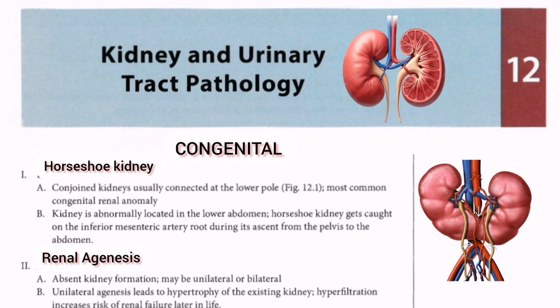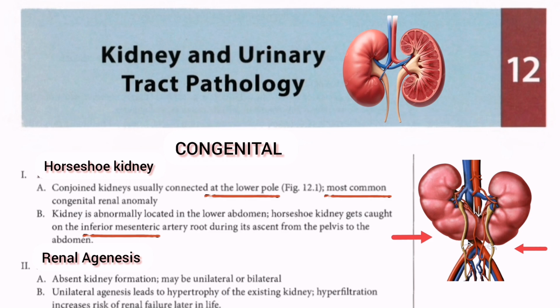Horseshoe kidney actually means the conjoined kidneys, usually connected at the lower pole. Most common congenital renal anomaly. So first we will understand the normal physiology, and then we will understand the pathology, that is, what is the actual problem with the kidney in this case. Normally the kidney forms in the pelvis and ascends into the abdomen later. But in the horseshoe kidney, the inferior mesenteric artery does not allow the conjoined kidney to go to the abdomen, so it remains in the lower abdomen.